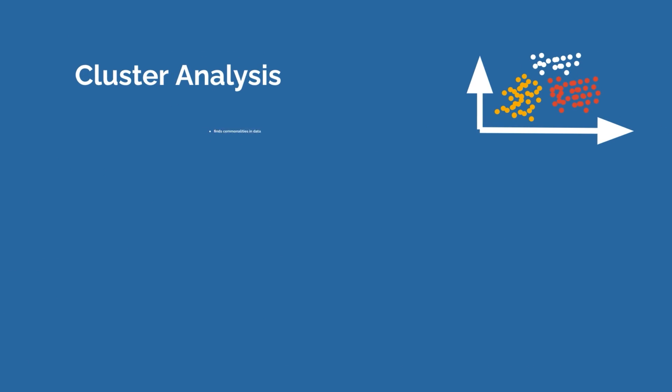Let's break it down a bit more. Cluster analysis finds commonalities in data. It's going to graph the data in such a way that you can see the different groups. You can have, for example, a whole bunch of images of animals, and you can graph them in such a way that the cats will be grouped to one side, the dogs will be grouped to another side, for example. And that's because you will plot them based on the relevant features.